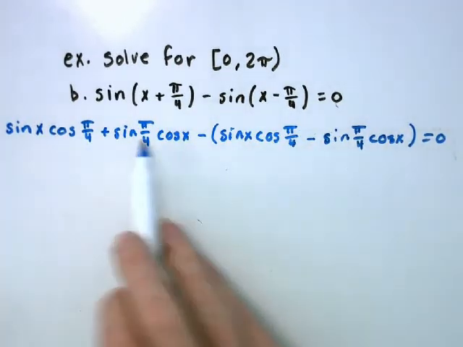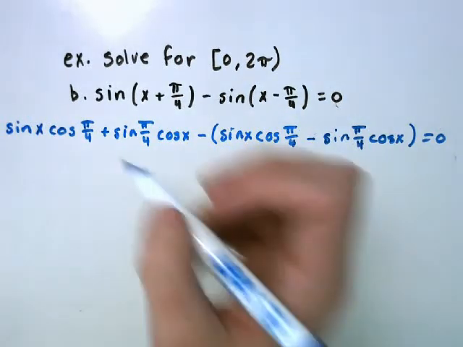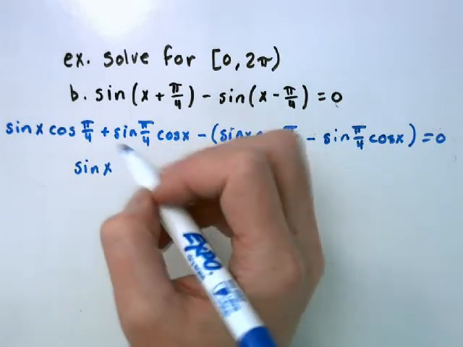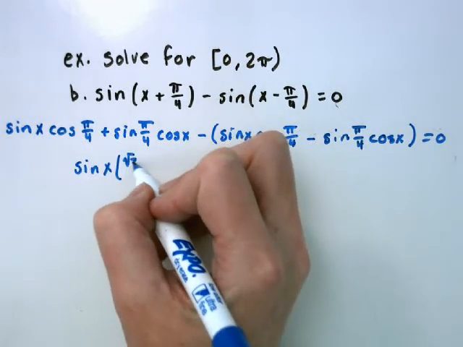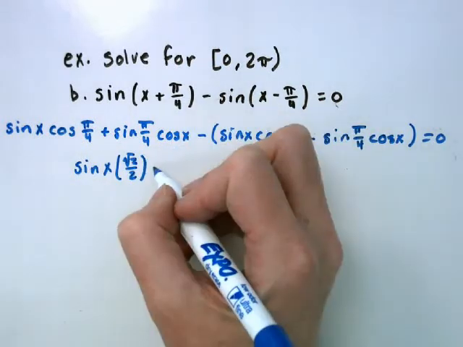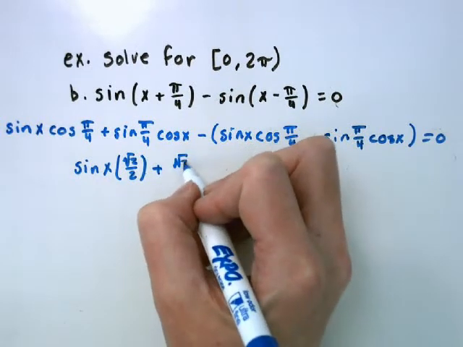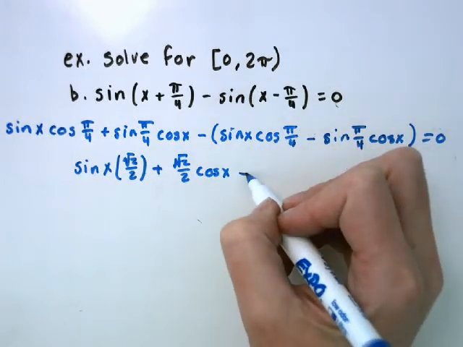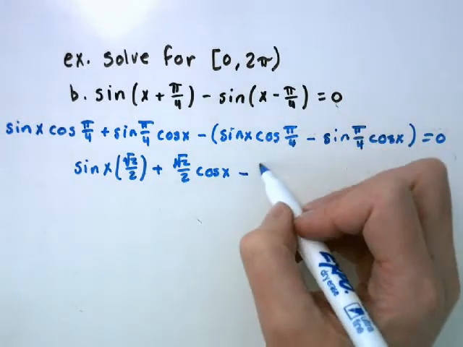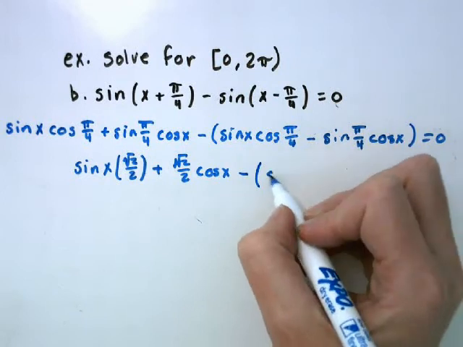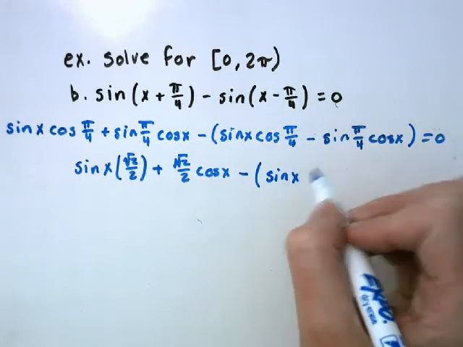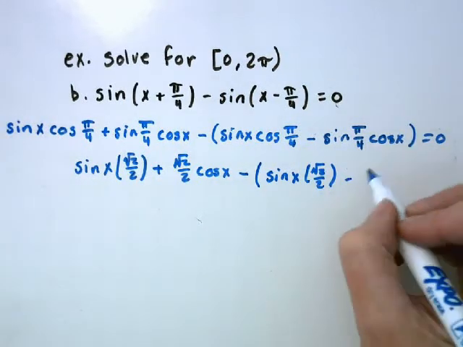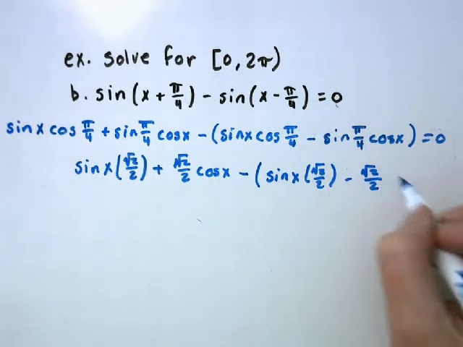So all our pi over 4s are going to be root 2 over 2. So I'm going to have sine x times root 2 over 2 plus root 2 over 2 cosine of x minus, this is going to be sine x times root 2 over 2 minus root 2 over 2 cosine x.